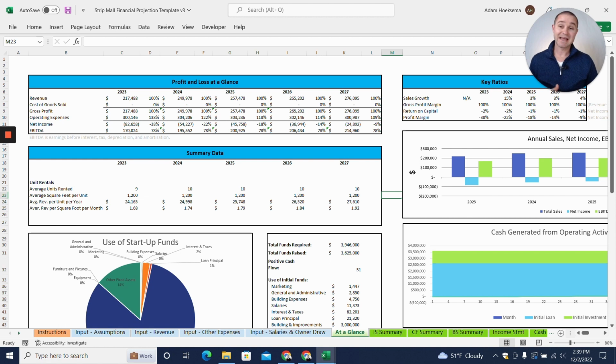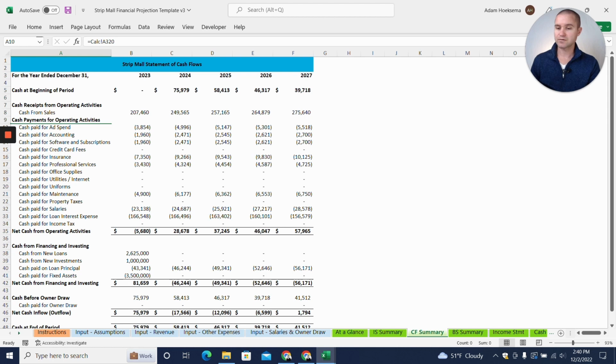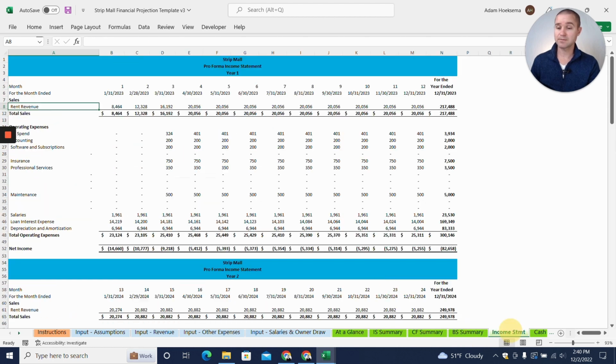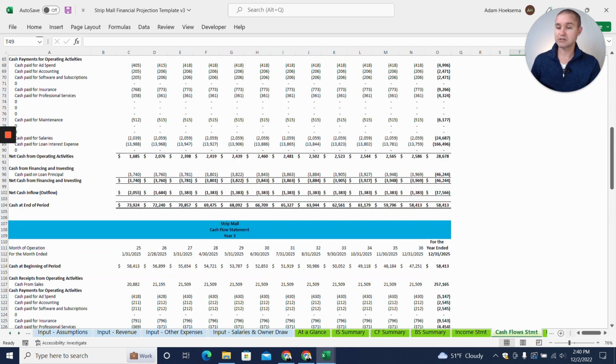Okay, so we're going to start here kind of at the end of the process. This is our at a glance tab. So after you've entered in all of your assumptions about the property, about your tenants and rent and expenses, you will be able to see this profit and loss at a glance table here, some summary data about the number of units, the average square foot per unit, and average rent per square foot, those sorts of things. Use of startup funds, some different graphs and charts and key ratios that you'll be able to see here, as well as a 5-year income statement, 5-year cash flow summary, 5-year balance sheet summary, and then an income statement, cash flow, and balance sheet all broken down by month for each of the 5 years. But in order to produce all of these reports, we have a little bit of work to do first.